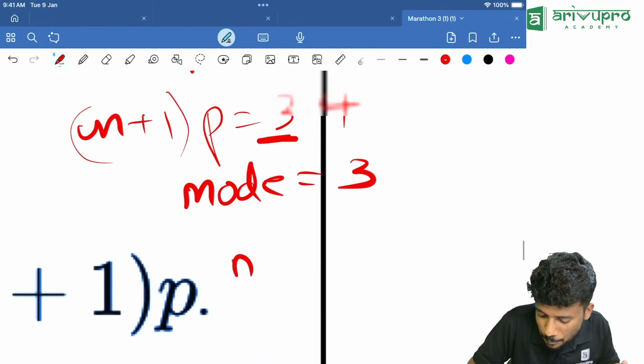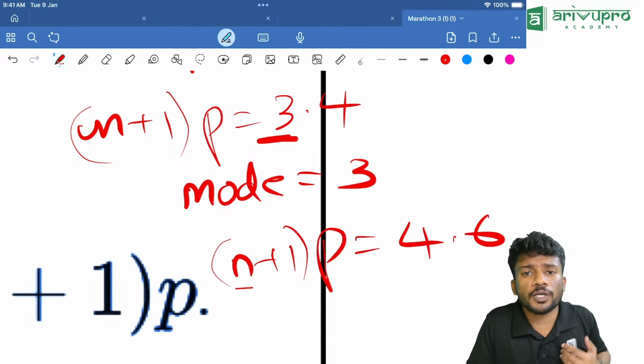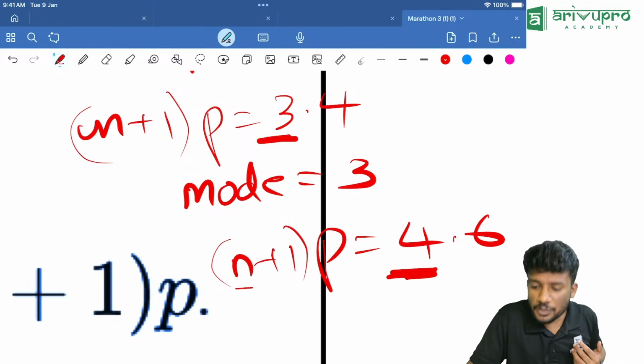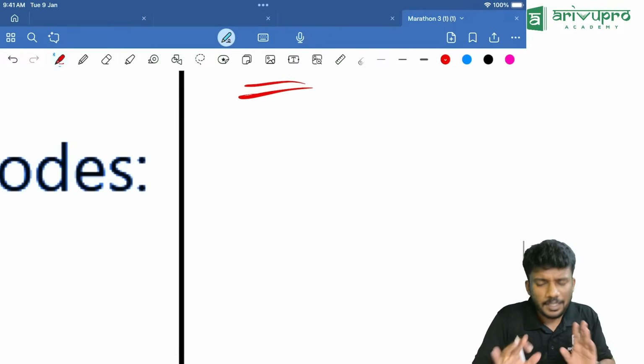Then (n plus 1) into p is equal to 4.6. What is the mode? Only the integer part, that is equal to 4. Now, that is the case.